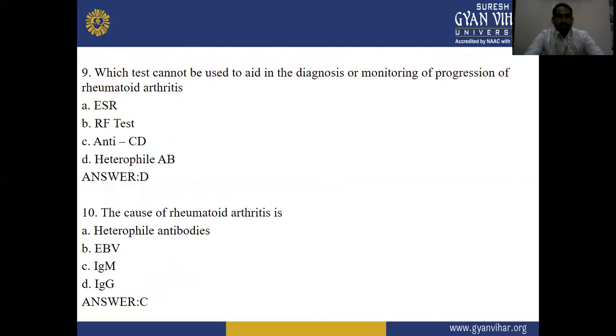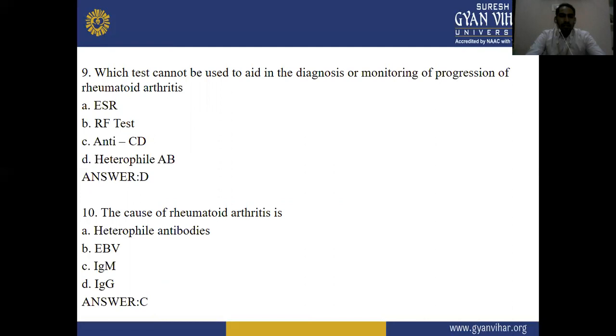Next question. Which test cannot be used to aid in the diagnosis or monitoring of progression of rheumatoid arthritis? Option A is ESR, option B is RF test, next one is anti-CCP test, option D is heterophile antibody test. The right answer is D. Heterophile antibody test cannot be used to aid in the diagnosis or monitoring of progression of rheumatoid arthritis.